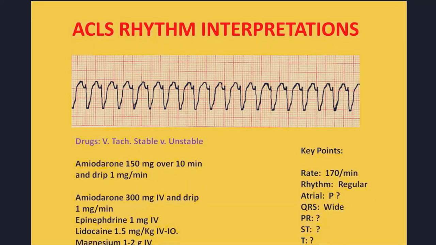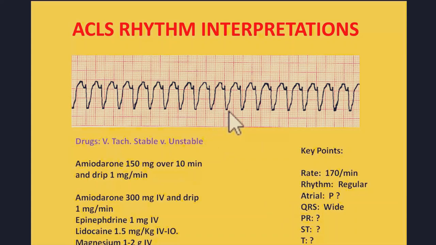All right, now we are moving into what looks like a wide QRS tachycardia. If you look at the peaks here, there are approximately two big boxes. That is like 150, 160 to 170 per minute. The QRS complexes are wide, and we don't see any P waves. The T waves seem to be okay, though it's hard to say since we are looking at a rhythm strip. This is an example of a ventricular tachycardia.